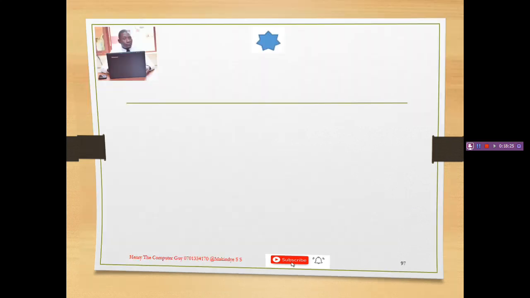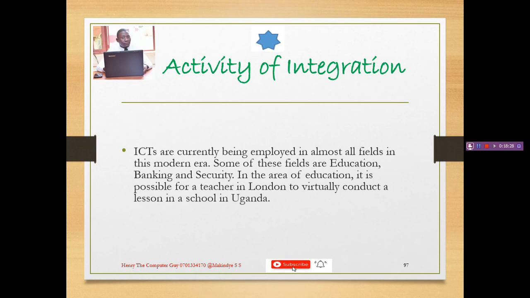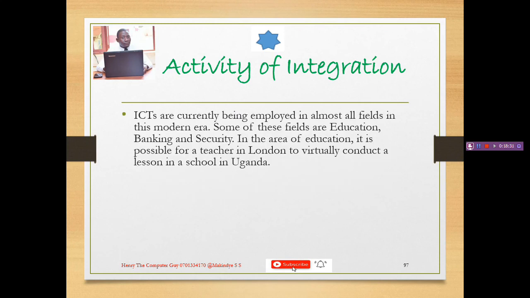Then we continue and we have an activity of integration. They are telling us that ICTs are currently being employed in almost all fields in this modern era. Some of these fields are education, banking, and security. In the area of education, it is possible for a teacher in London to virtually conduct a lesson in a school in Uganda. Remember, we talked about some applications, like Zoom, whereby you can attend a class when you're in Uganda and someone is in another country. So that is what they are trying to talk about here.